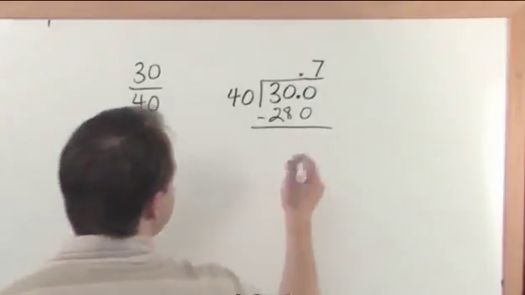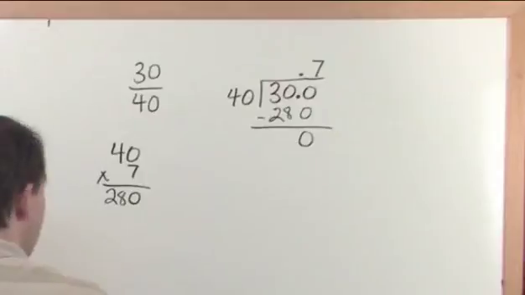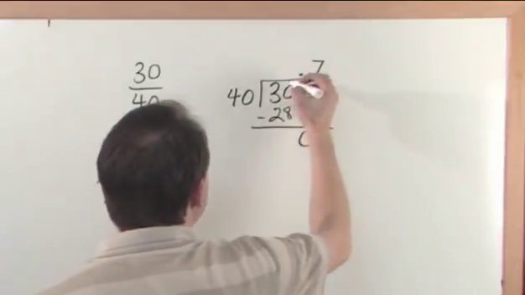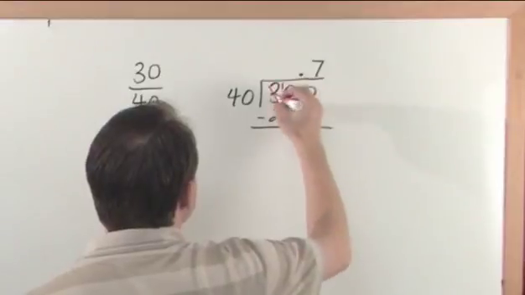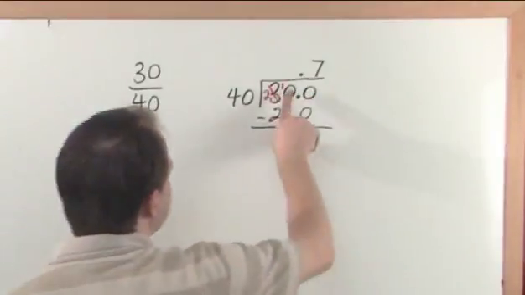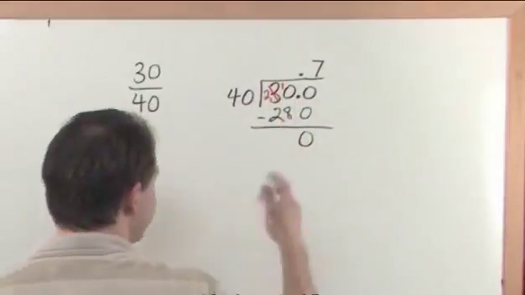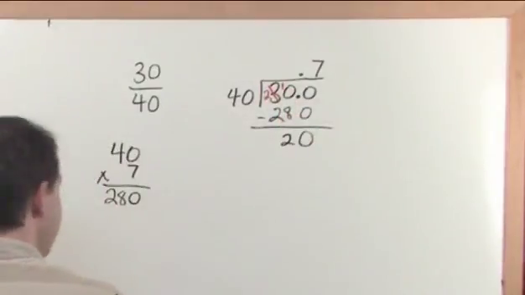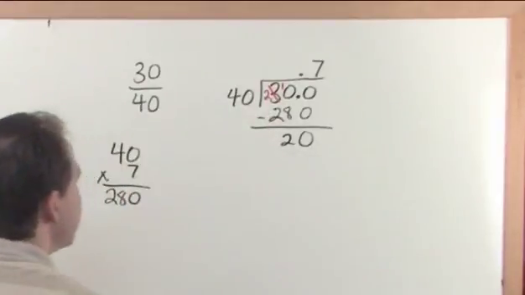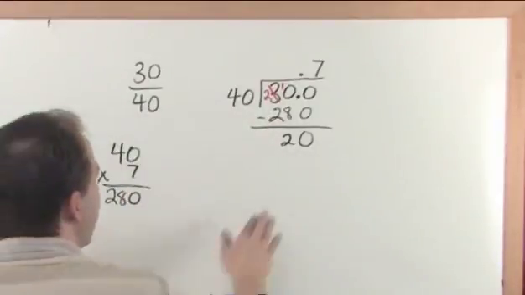0 minus 0 is going to give me 0. 0 minus 8, you can't really do it, so I'm going to borrow. I'm going to make this a 10, and make this a 2 over here. So now I can do it. 10 minus 8 gives me 2, and 2 minus 2 gives me 0, so I don't even need to put that down. So now I have 20.